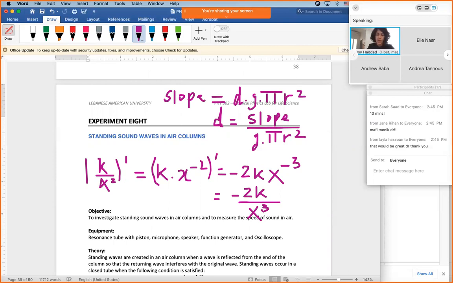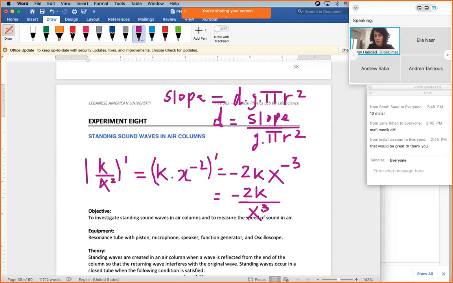So every time you have k over, or any constant, in this case the constant is slope divided by g pi. That's the constant. You put it aside, and 1 over r squared is going to be -2 over r cubed. Okay, if you want to take a screenshot of what's happening right now.